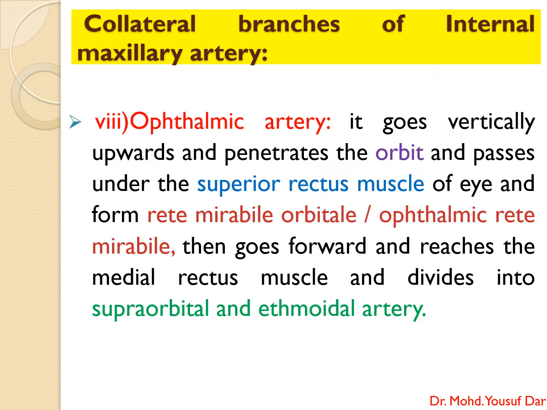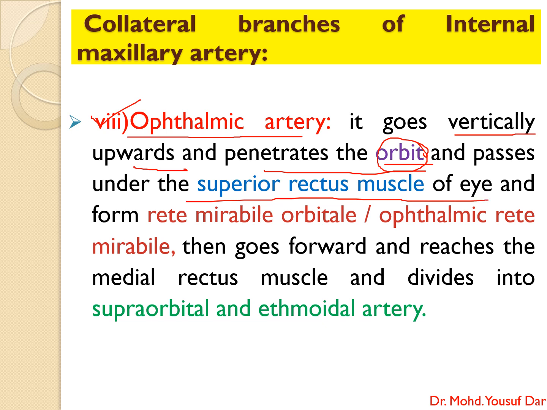Now coming to a very important artery, that is the ophthalmic artery. The ophthalmic artery arises from the internal maxillary artery. As we know, after its origin it goes vertically upwards. Then it penetrates the orbit, where the eye is, and passes under the superior rectus muscle of the eye and forms a vascular network which we call rete mirabile orbital or ophthalmic rete mirabile.